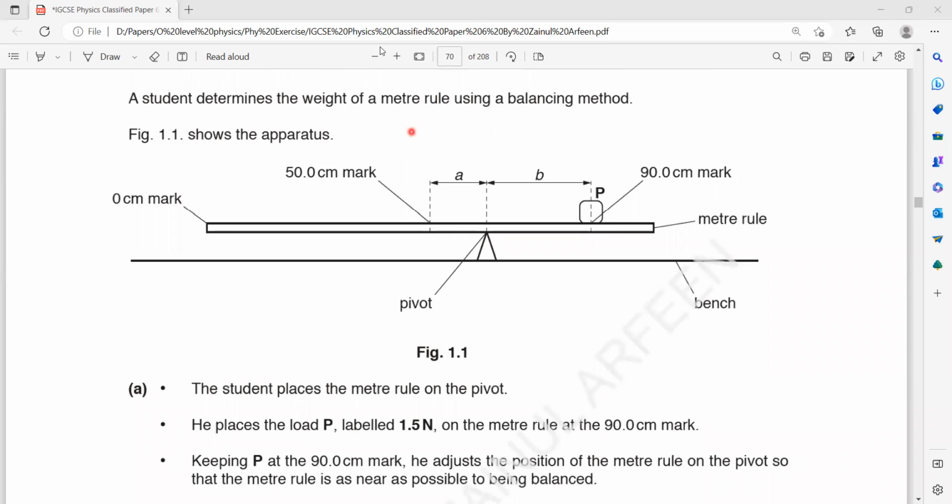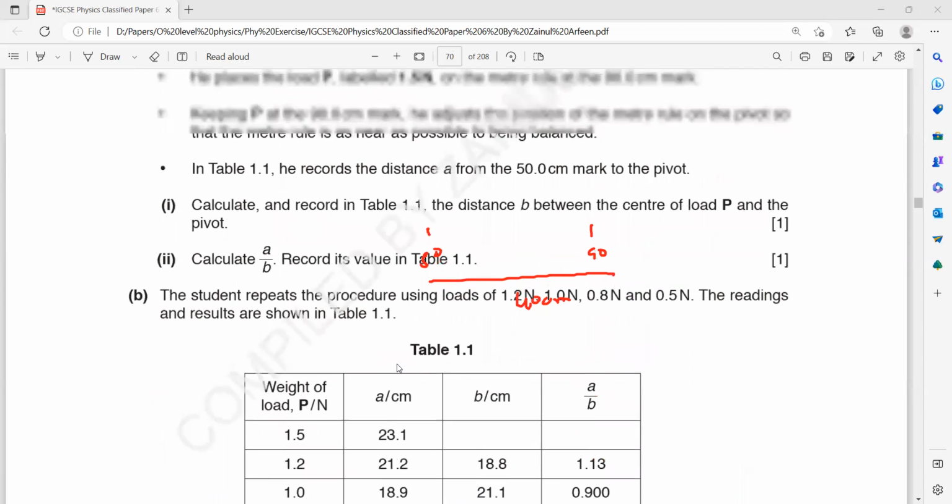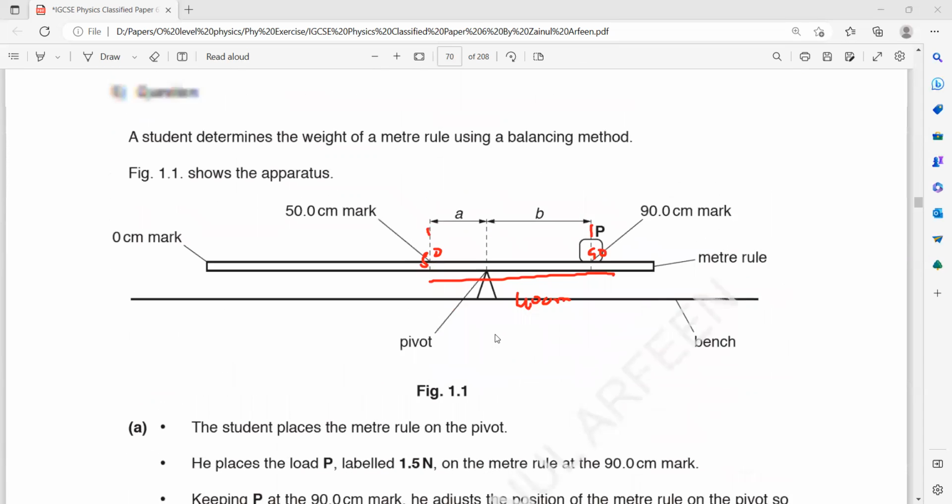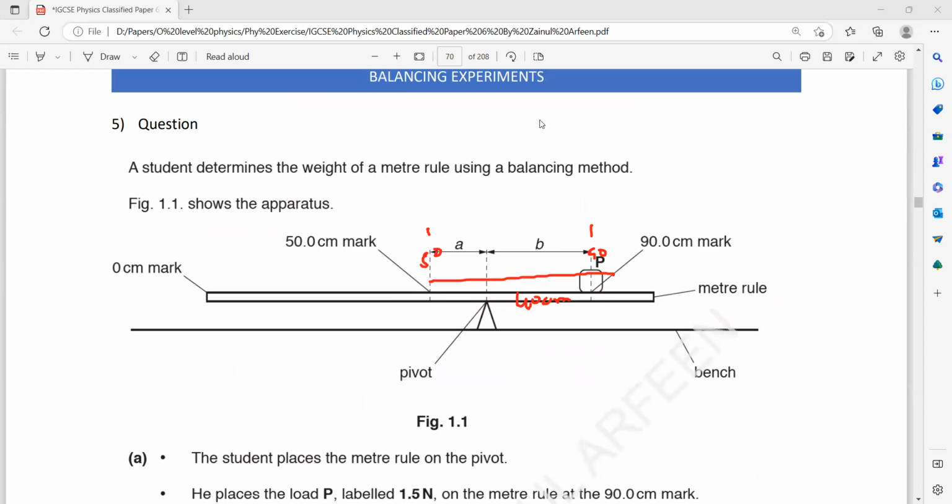So this one is at 50 centimeter mark and this one is at 90 centimeter mark. So what is the total distance from 50 to 90? That is 40 centimeter. Out of 40 centimeter, A is how much? A is 23.1. Because this one is at 50 centimeter mark and this one is at 90 centimeter, so this distance is 40 centimeter, and out of this, this is 23.1.